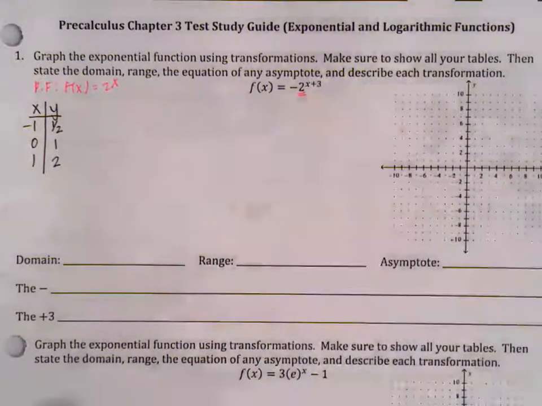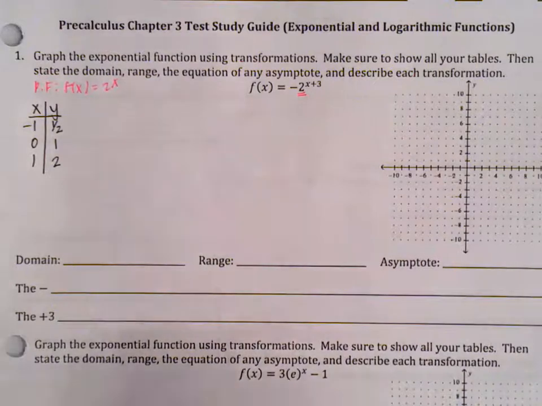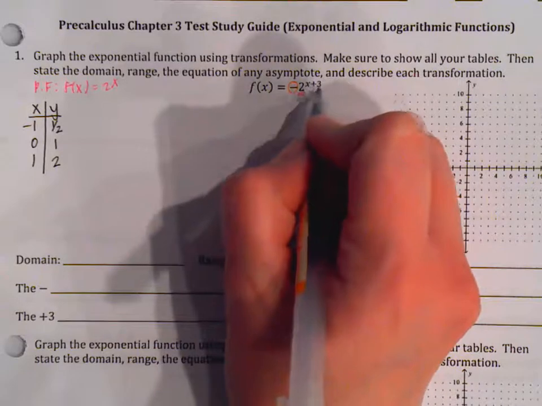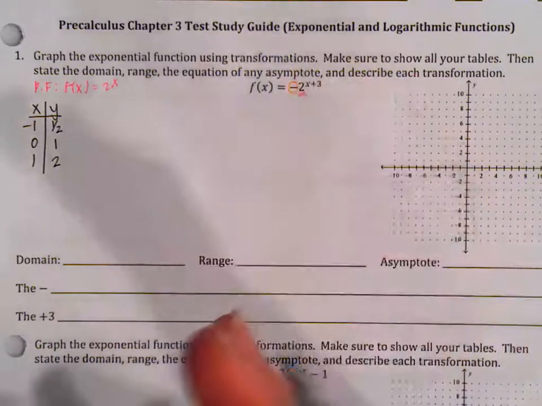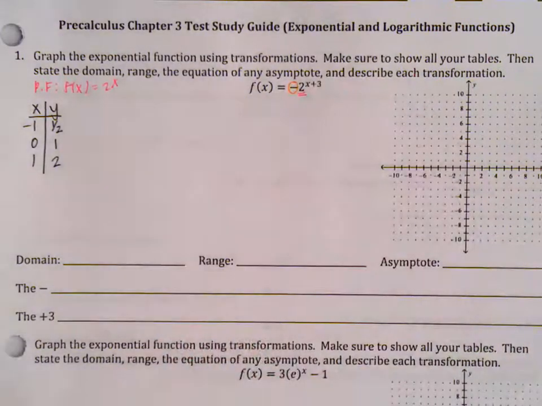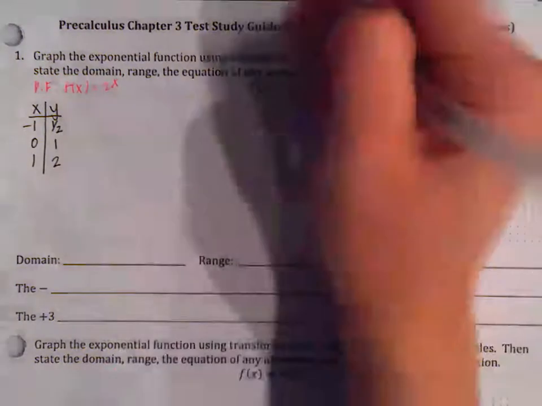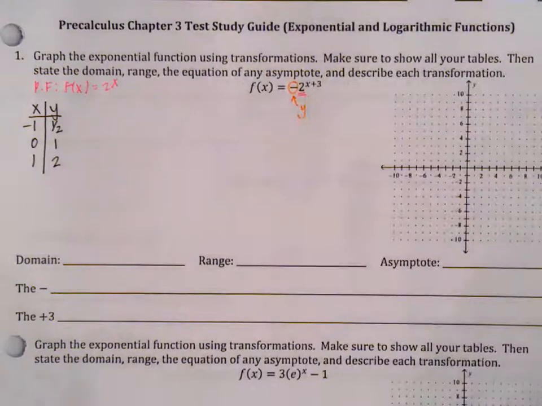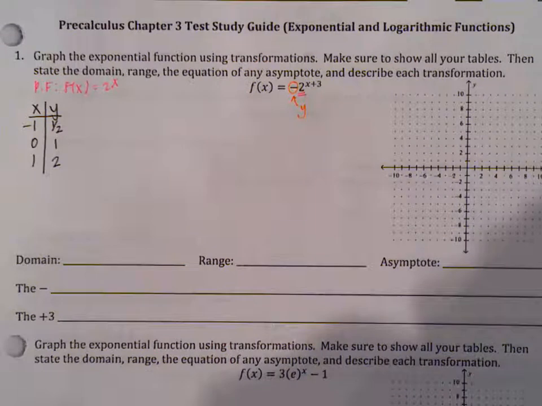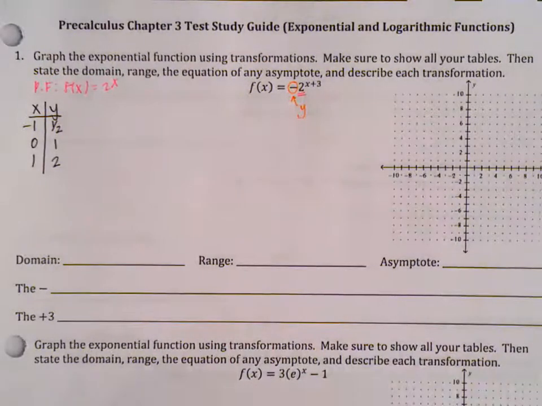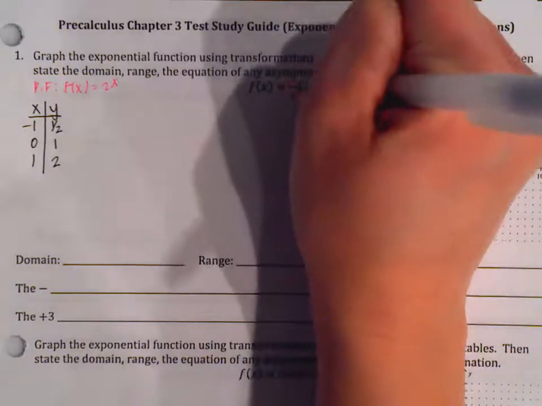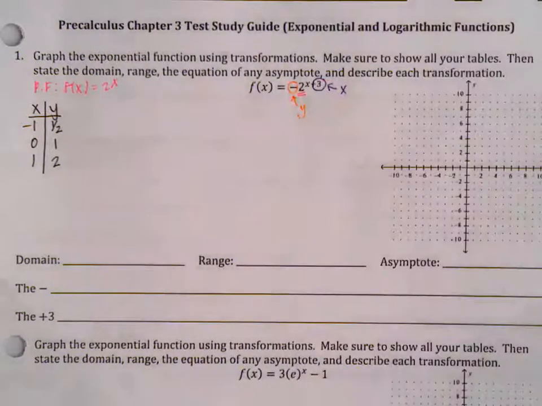So our first transformation is that negative on the outside. It's on the outside of the function. When it's within the exponent, that's like within the function, and when it's not in the exponent, that's outside. So when it's outside like this one, it is a change to y. And then the 3 is within the exponent, and so when it's within, it's going to be a change to x.